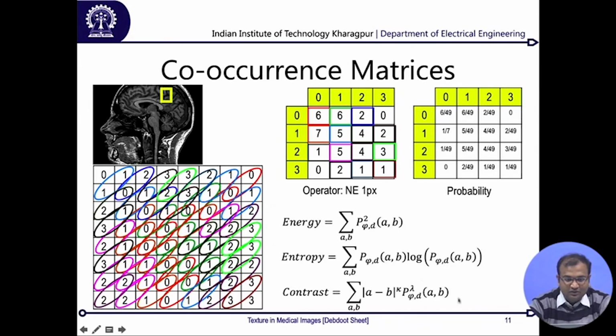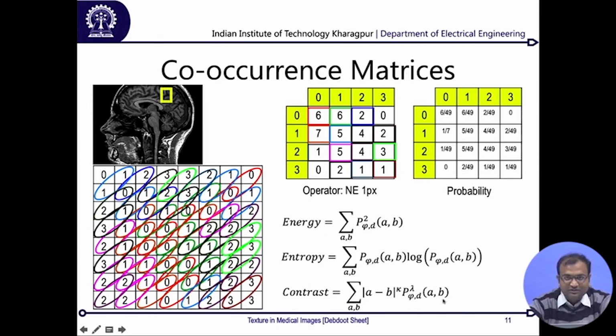Now this whole thing would end up becoming zero if everything is flat. Say everything within this patch is ones, all ones. Then A minus B will be 1 minus 1, and for that you will have a probability of 1, but 1 minus 1 raised to any power kappa will make it 0. That's why you have a contrast of 0. So a flat image basically has a contrast of 0.